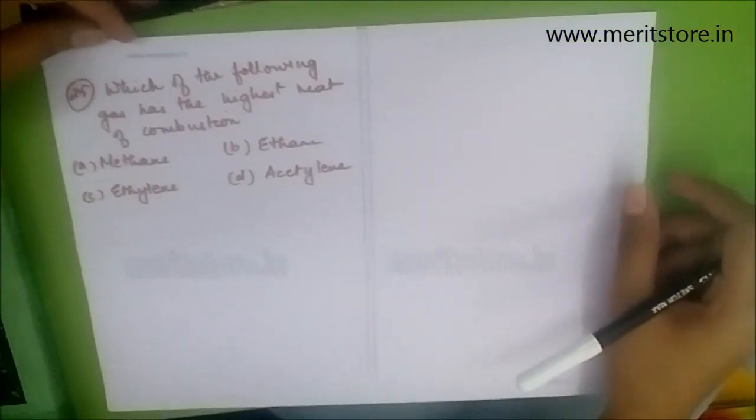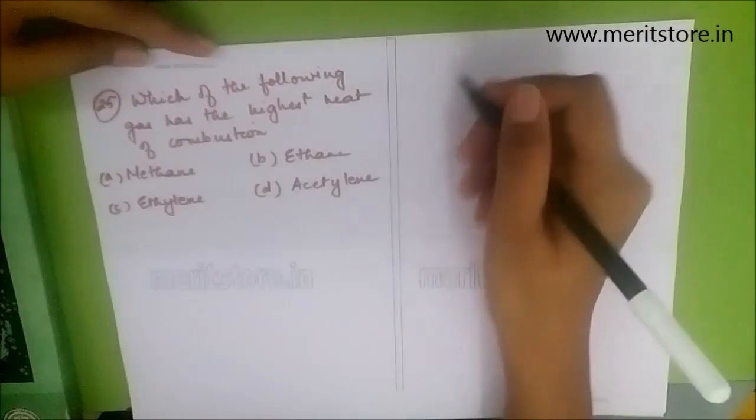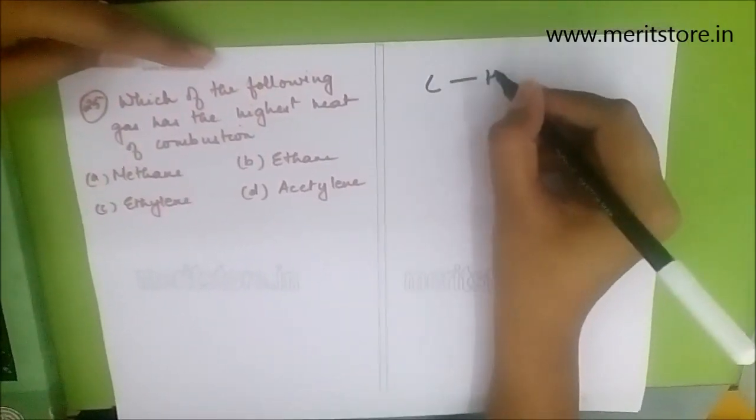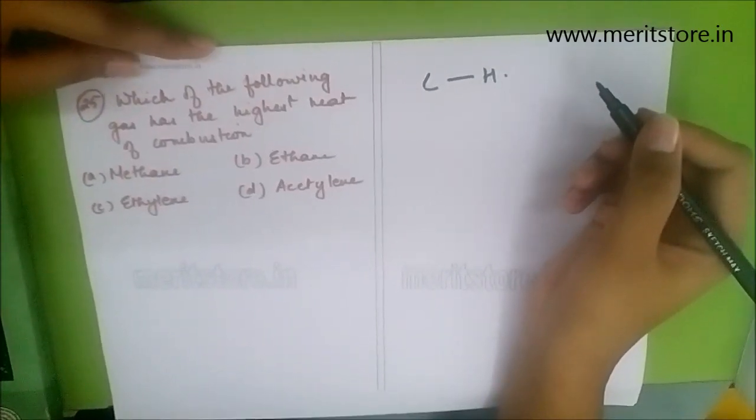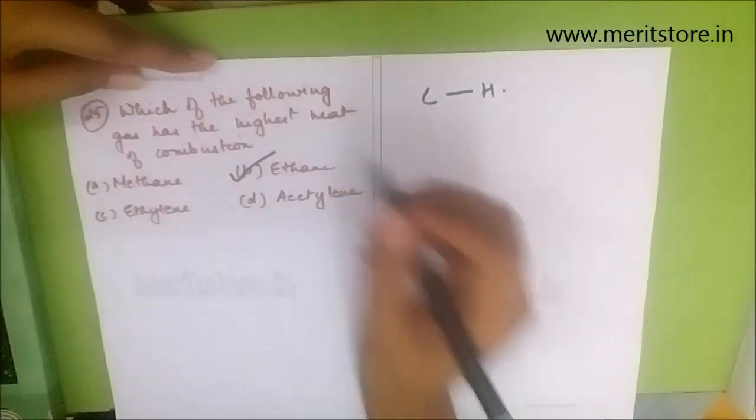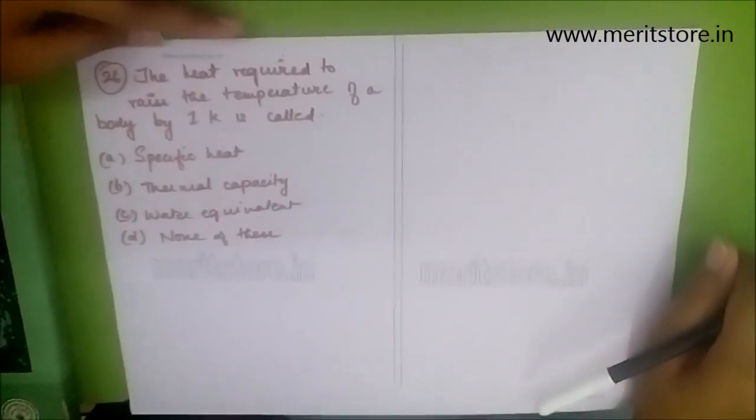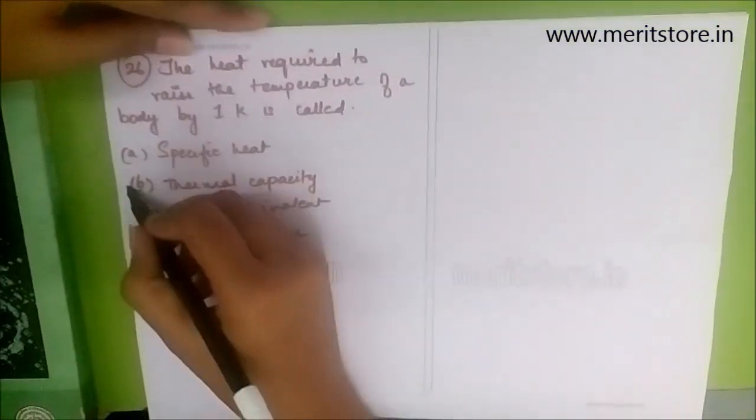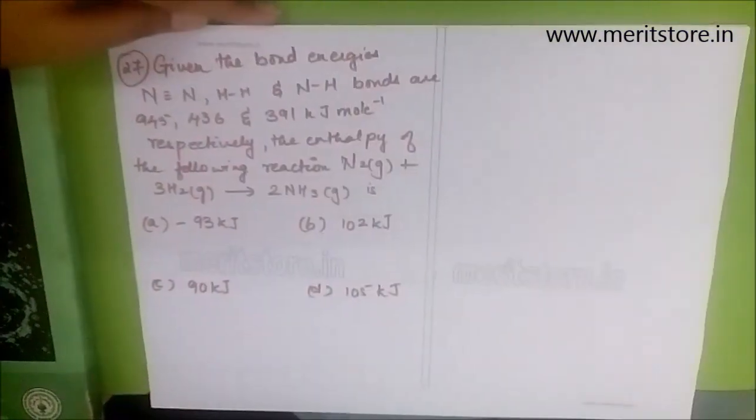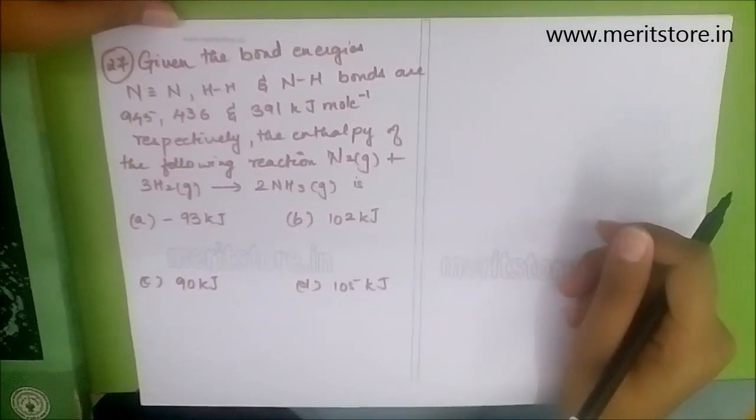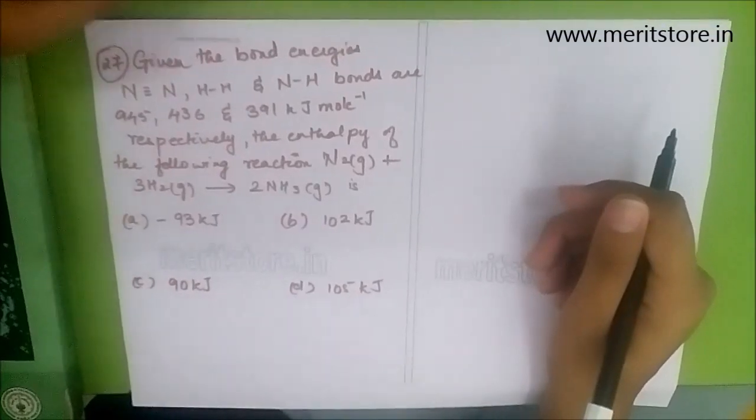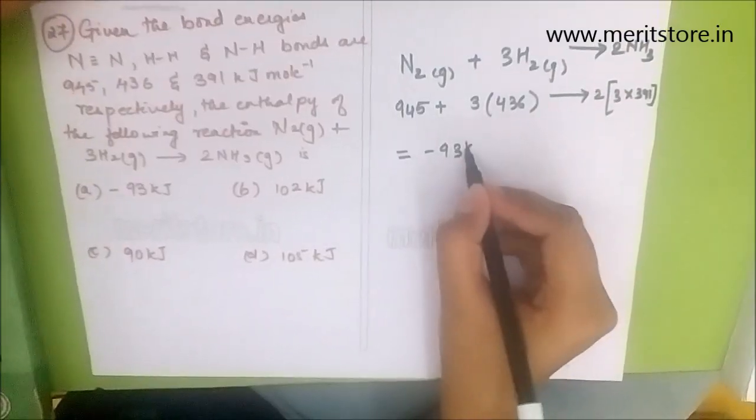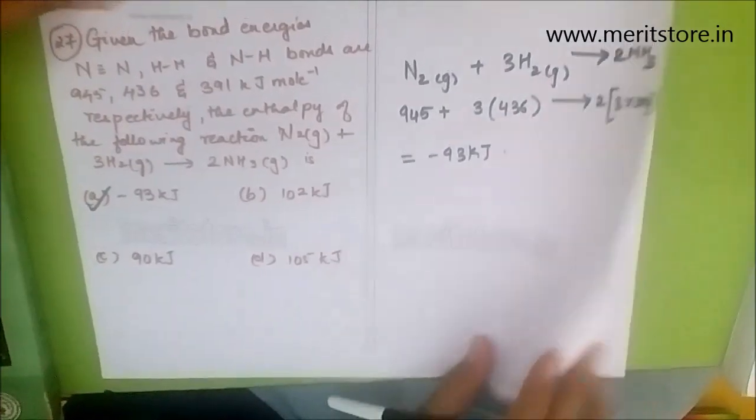Which of the following gases has the highest heat of combustion? The highest heat of combustion will be linked to the highest number of carbon and hydrogen atoms present, and the highest amount of carbon and hydrogen are present in ethane. The heat required to raise the temperature of a body by 1 Kelvin is known as the thermal capacity of that particular system. Given the bond energies as follows, the enthalpy of the following reaction is 93 kilojoule, that is option A.